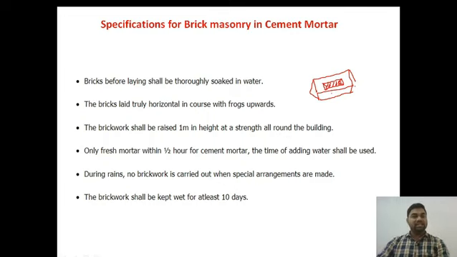The bricks shall be laid truly horizontal in course with frogs upward. This surface is the upper face of the brick. Wherever this frog is present, that is nothing but the upper face of the brick. The brickwork shall be raised 1 meter in height at a time all around the building.